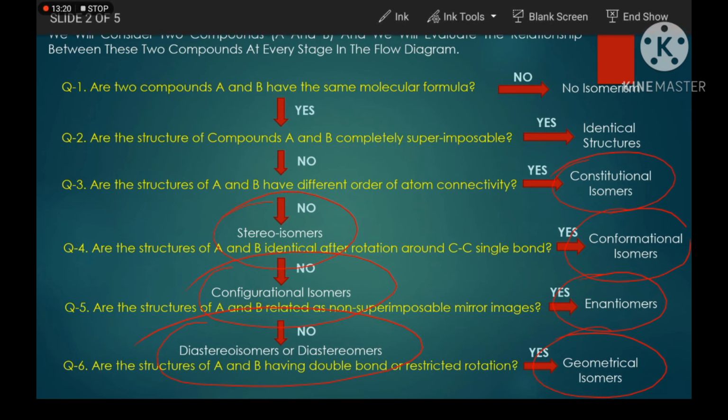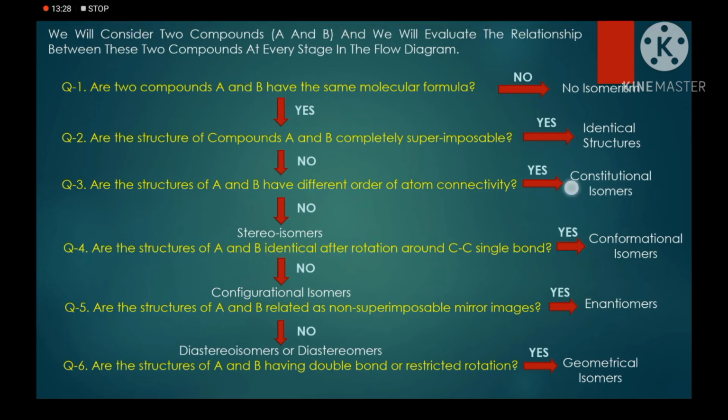If someone asks what the definition of constitutional isomers is, we can make the definition from this flow diagram. Two compounds having the same molecular formula, non-superimposable, and having a different order of atom connectivity are called constitutional isomers. What are stereoisomers? Two compounds having the same molecular formula, not superimposable, same order of atom connectivity, but different orientation in space are called stereoisomers. Third, what are conformational isomers?